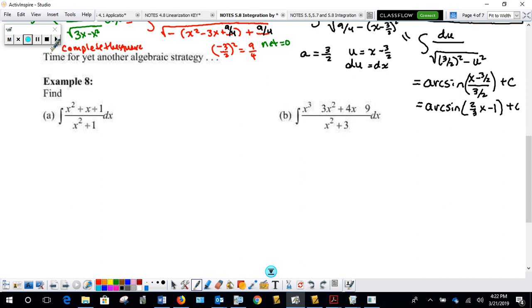All right, so let's look at a new algebra strategy.